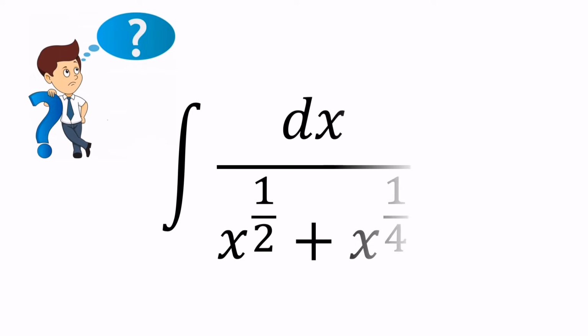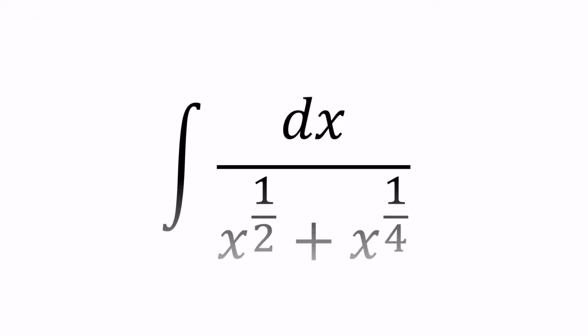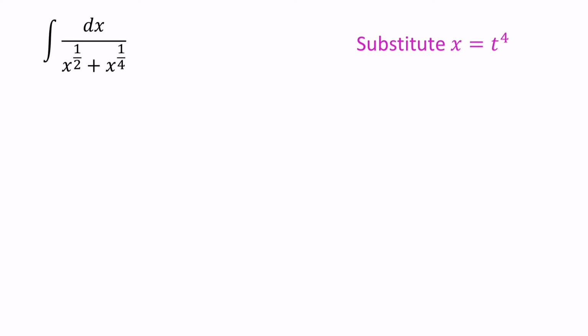In this question, we are going to solve the integral dx over x to the power of half plus x to the power of 1 over 4. To cancel out the fractional indices in the denominator, we can use a substitution. So we can substitute x as t to the power of 4. x equals t to the power of 4.